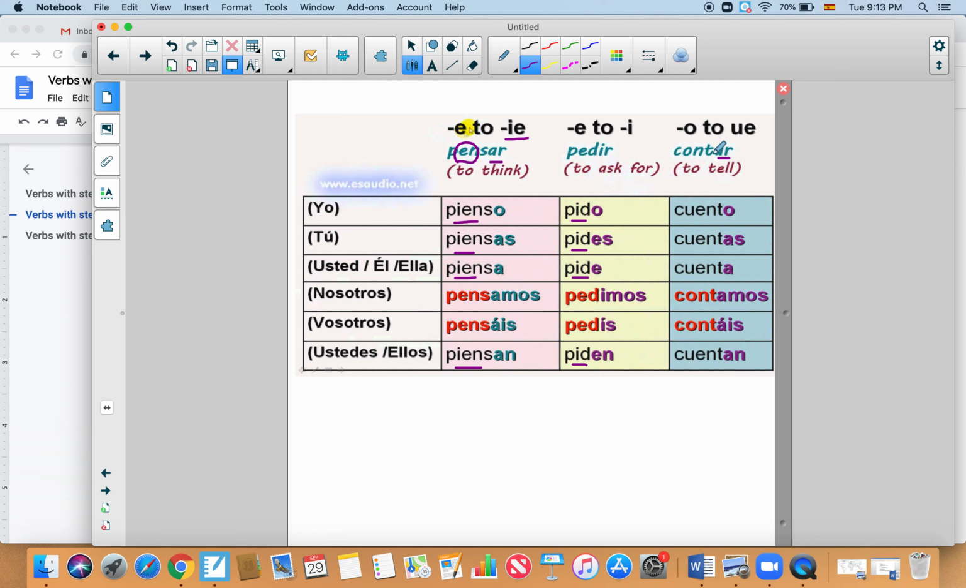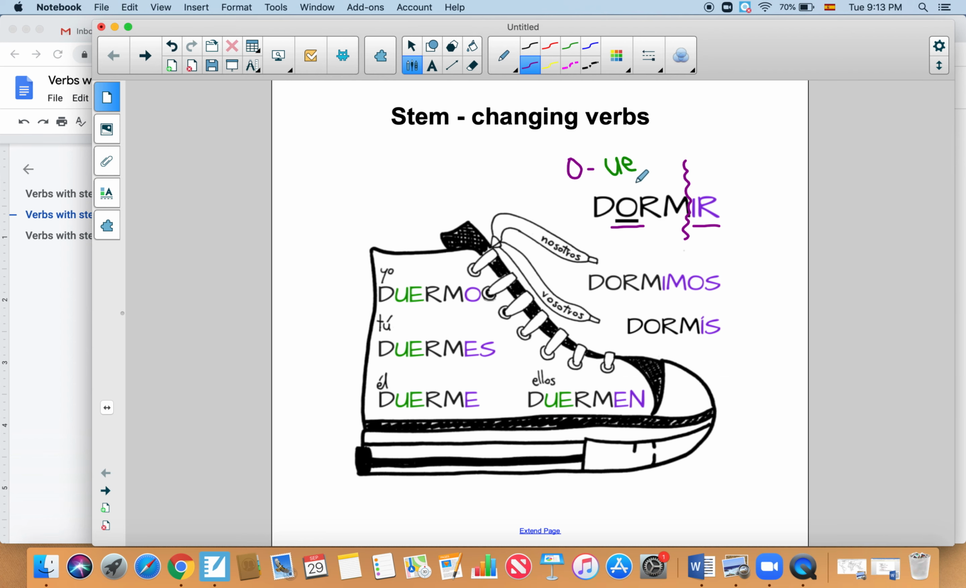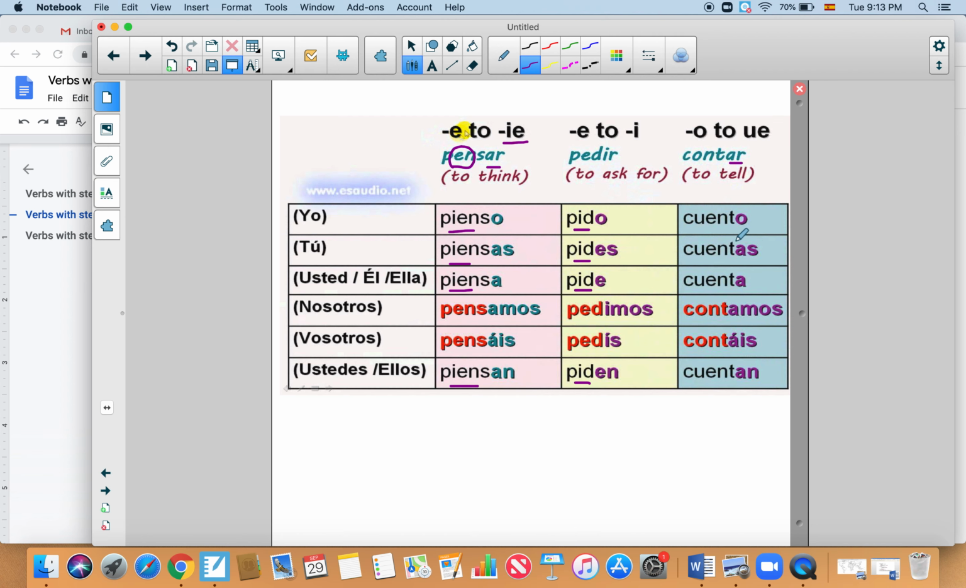But here, the O in the stem is going to change to a UE, just like we saw with dormir. Dormir is an O to UE stem changer, okay? Much like contar. So, yo form cuento, tú form cuentas, él, ella form cuenta, ellos, ellas form cuentan, but the nosotros and vosotros form, remember, do not get the stem change. Contamos, contáis.